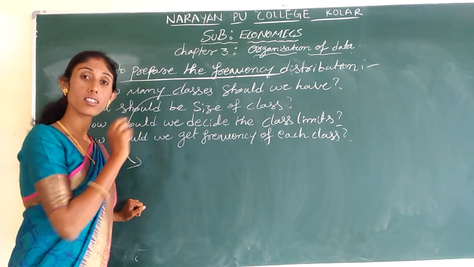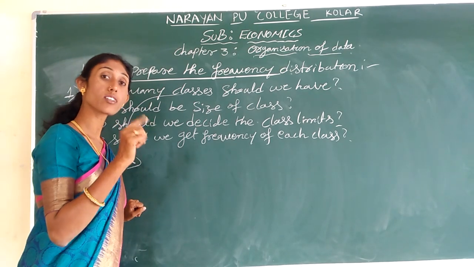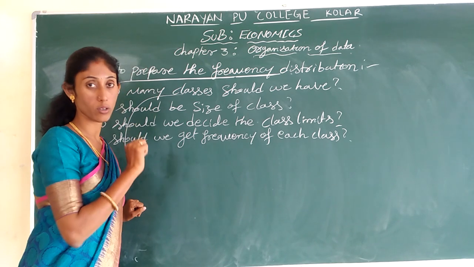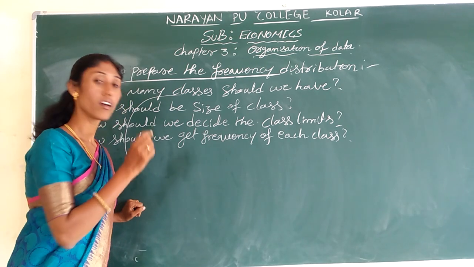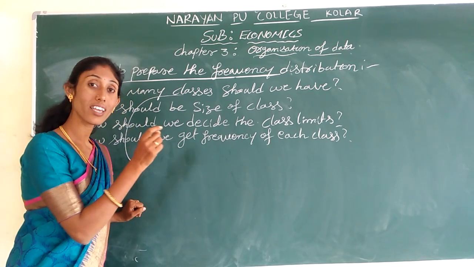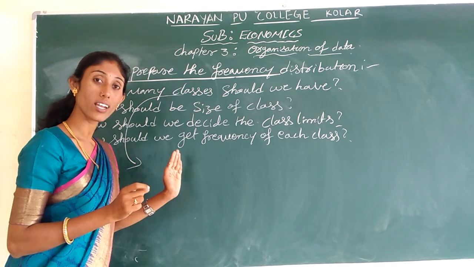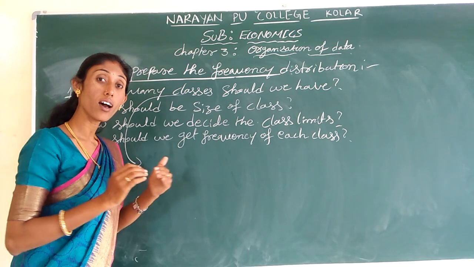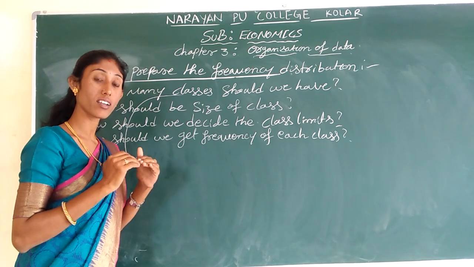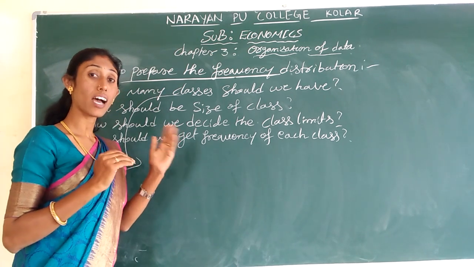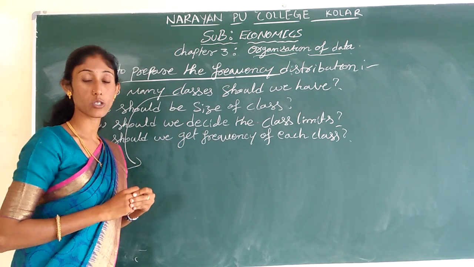In the last class we gave one example of raw data: the marks scored by 50 students in a particular examination, that is, the economics examination. Take that particular data for the example. First we need to observe the range of the values. Range of the values means the lowest value and the highest value in the observation. The difference between the highest value and the lowest value in the observation is nothing but the range.